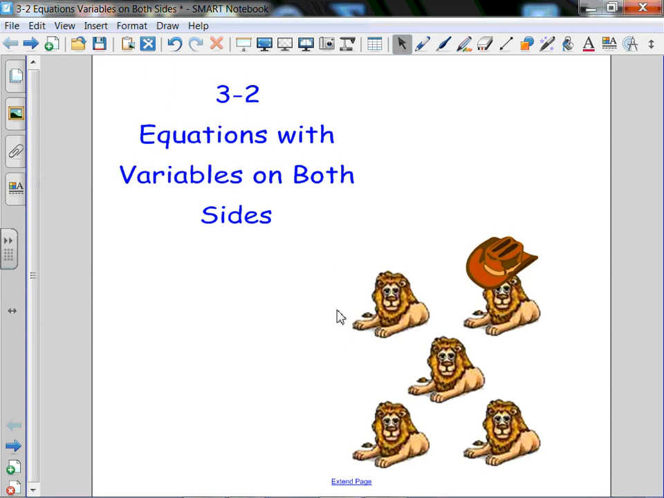Okay, so the lesson for today is equations. We're doing equations with variables on both sides. So there's no vocabulary today, just equations with variables on both sides. Make sure you take notes and bring them to class tomorrow, Thursday.